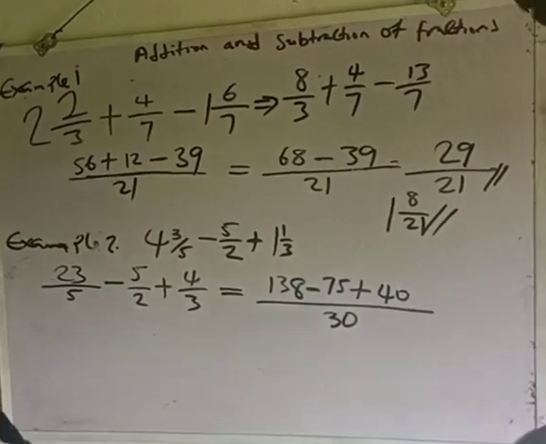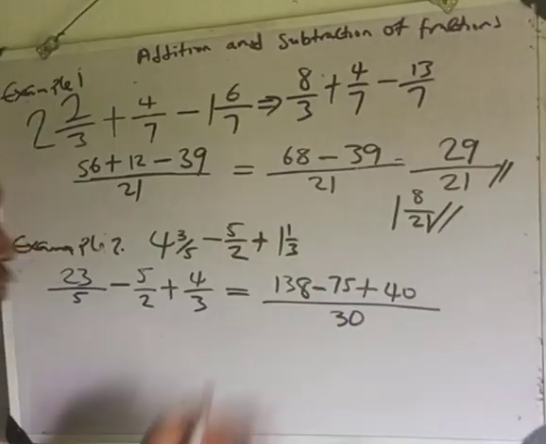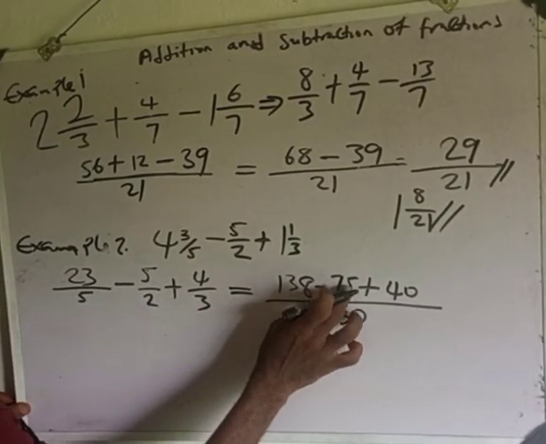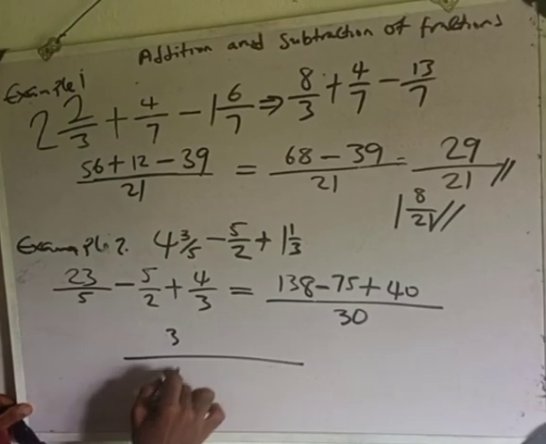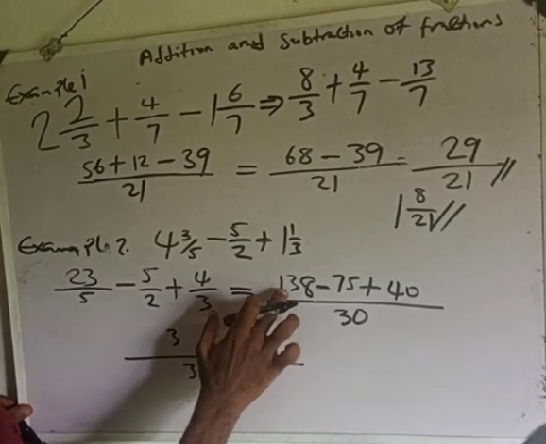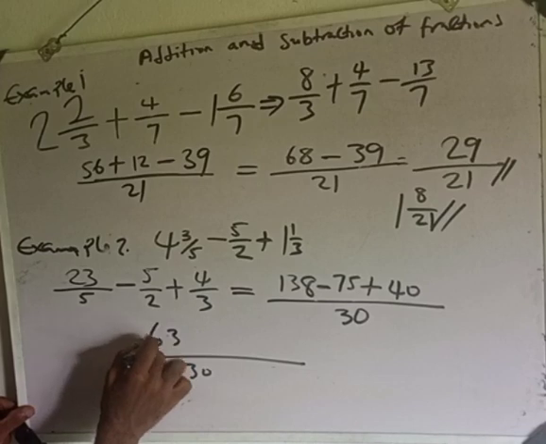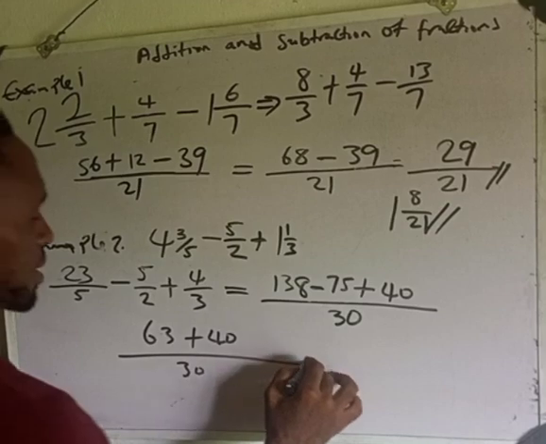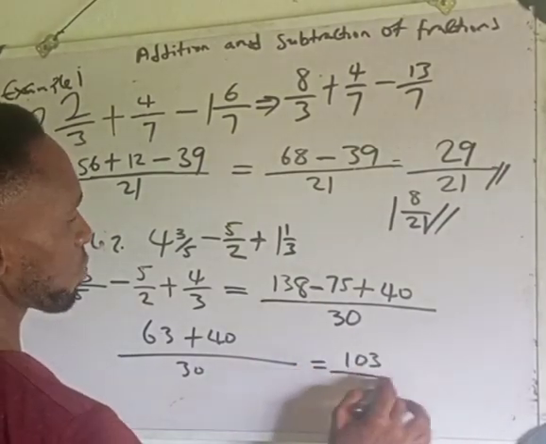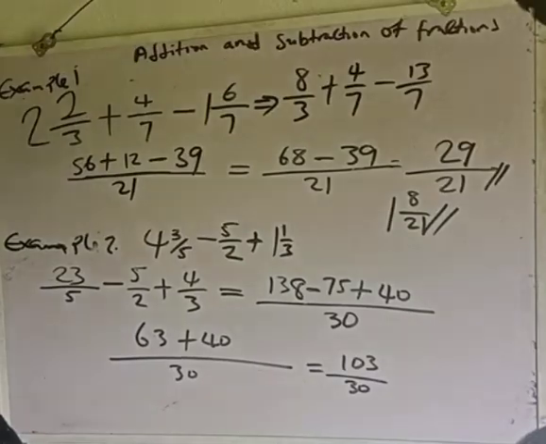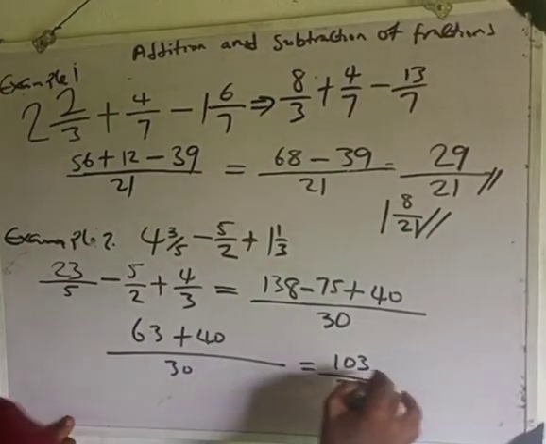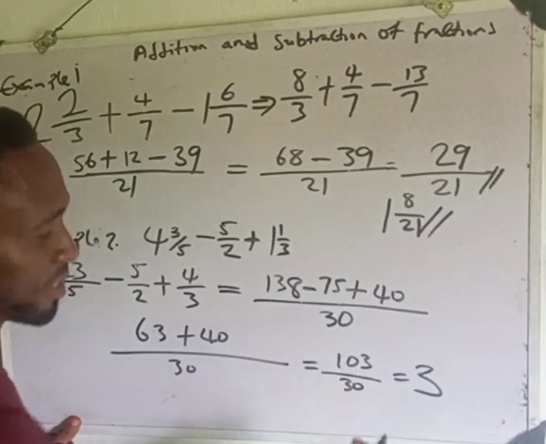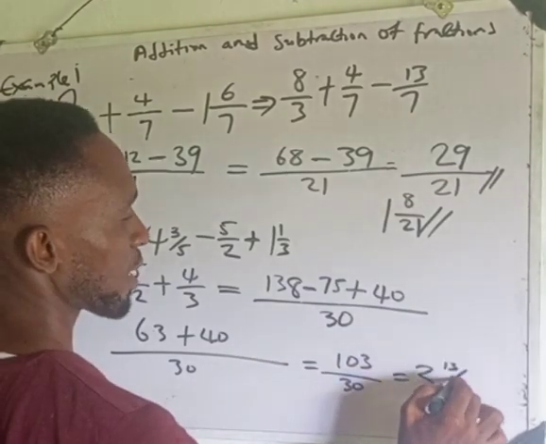So what I'm going to do next, that's the last step, is to simplify this. Is that okay? So simplifying this, let me first do this. I have 138 minus 75 will give me 63. Remember, I have my over 30. Then 63 plus 40 all over 30. This will give me the same thing as 103 over 30. 103 over 30 is the same thing as 3 whole number. 3 times 30 is 90. What is left here is 13, right? 13 is left. So I have 13 over 30.